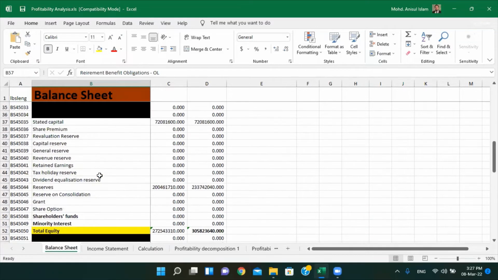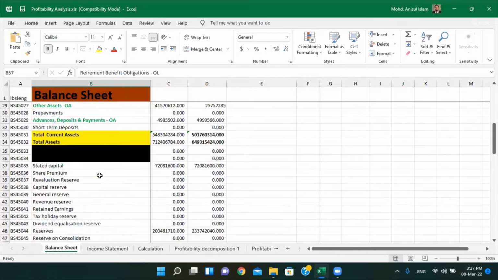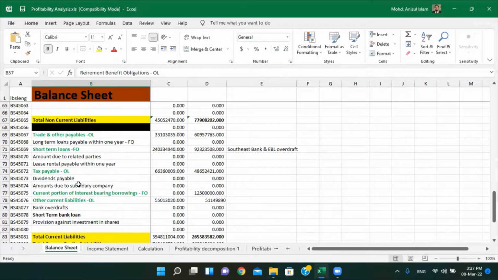But you see that there are some other items out of the current liabilities. Here you see that these are part of current liabilities. There is a short-term loan, which is from the Southeast Bank and EBL in terms of overdraft. Then there's a current portion of interest-bearing borrowings. Current portion of interest-bearing borrowings. So these are part of the financial liabilities or financial obligations, more precisely in terms of reformulated financial statements. Because these come with the interest obligations. If we have these items, we need to pay the interest.